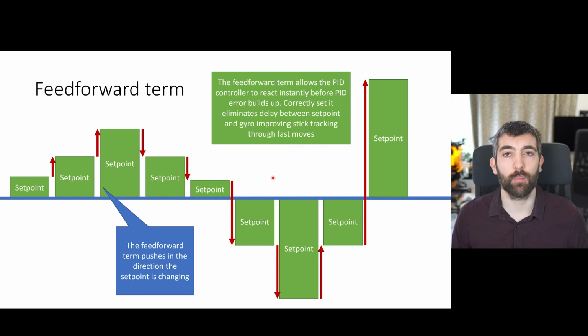The feedforward term is a little different from P, I, and D. Feedforward is looking at the set point, so it's looking at your sticks, the rate of change of movement of your sticks. If the feedforward term is correctly set, it effectively eliminates any delay between the set point and the gyro, which improves stick tracking, particularly through fast moves. And it's one of the terms that is present in Betaflight, but is not present in every other flight control software. And that has a big impact on how accurate and how precise Betaflight can be when it's tracking your sticks.